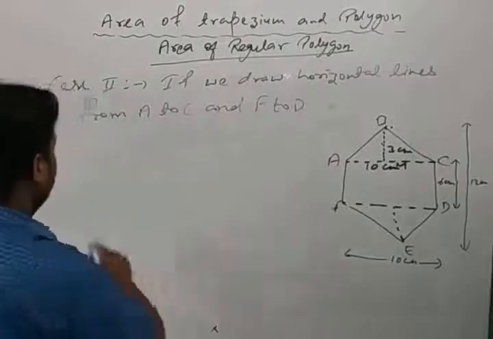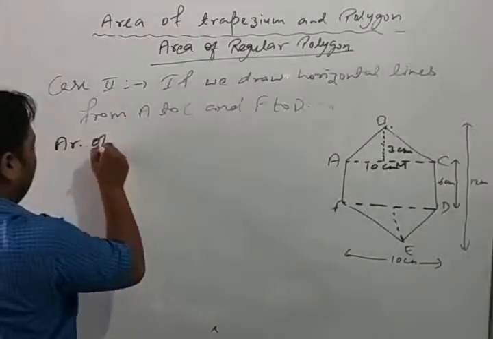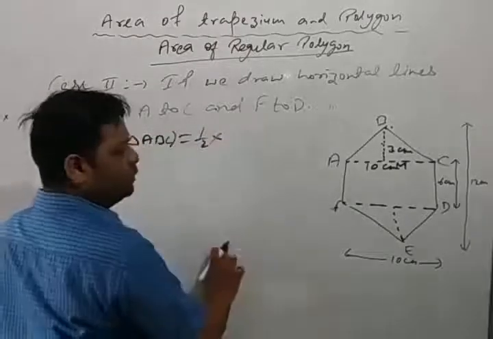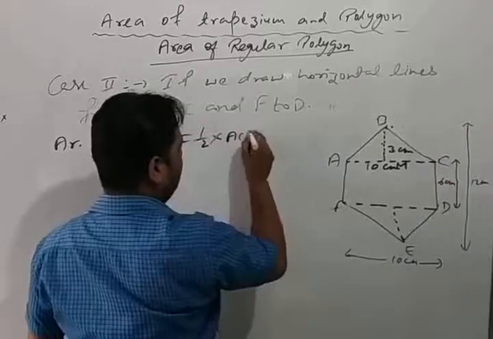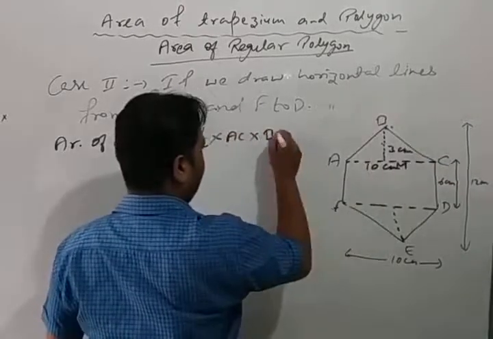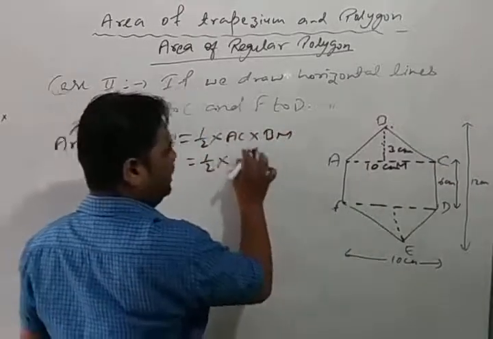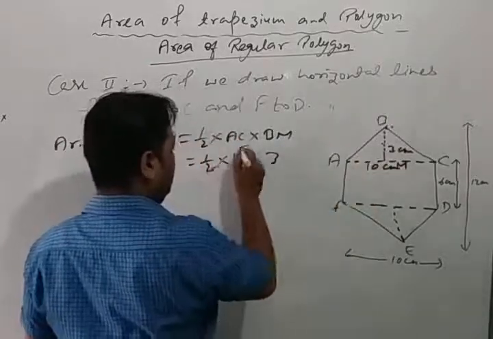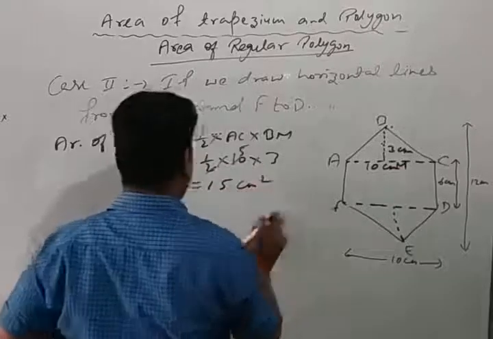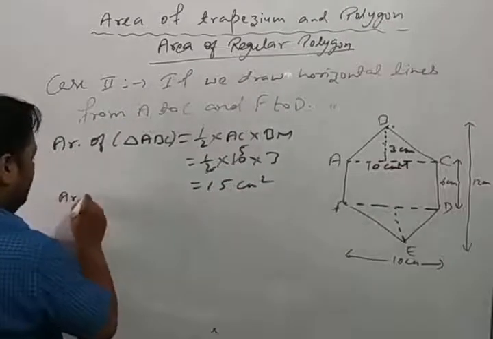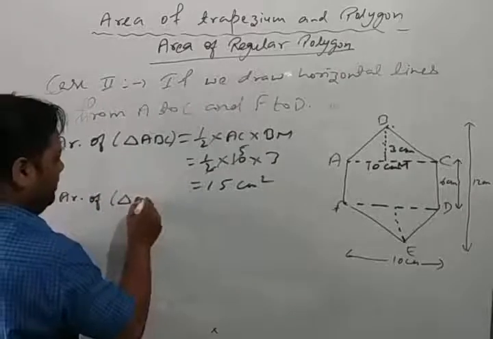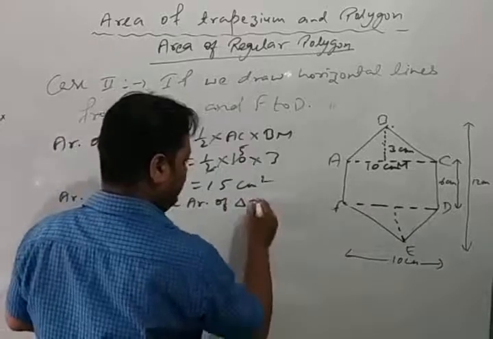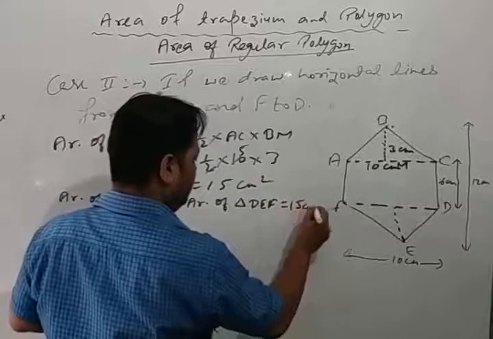So at first we can find the area of triangle ABC, which is equal to 1 by 2 into base into height. Then the base will be AC and the height will be BM. So it will be 1 by 2 times AC, which is 10 centimeter, times BM, which is 3 centimeter. So it is 15 centimeter square. Now we can say that the area of triangle ABC is also equal to the area of triangle DEF. Both will be 15 centimeter square.